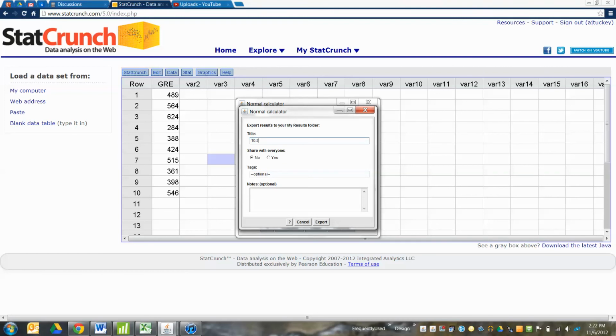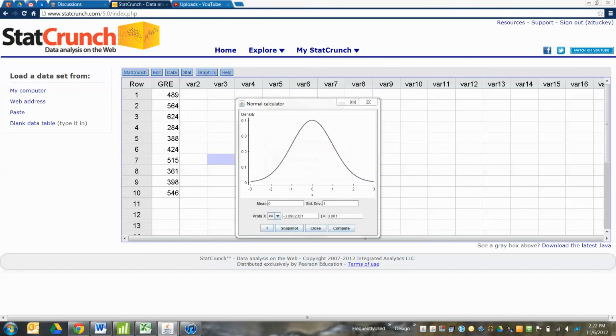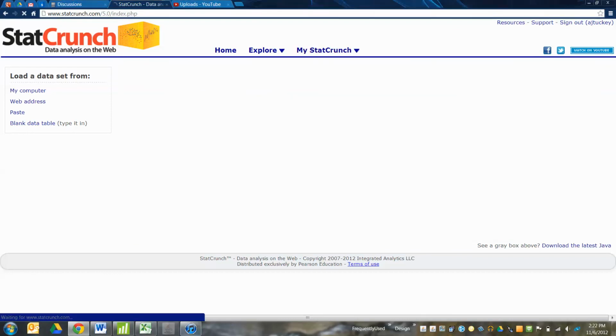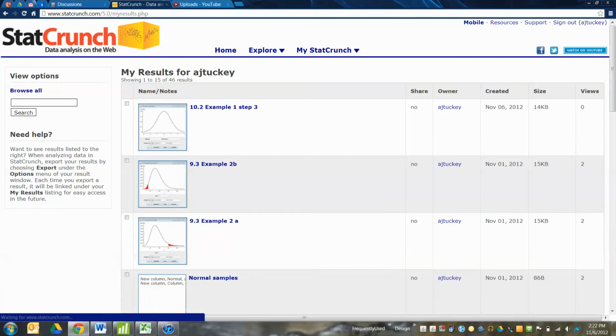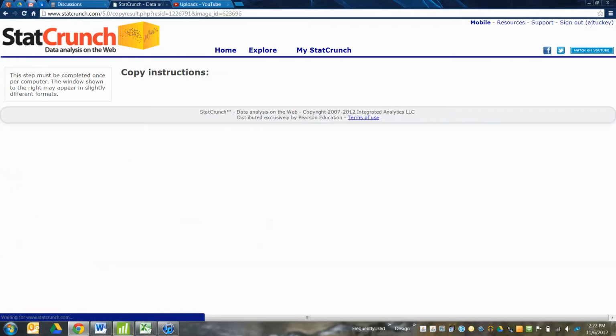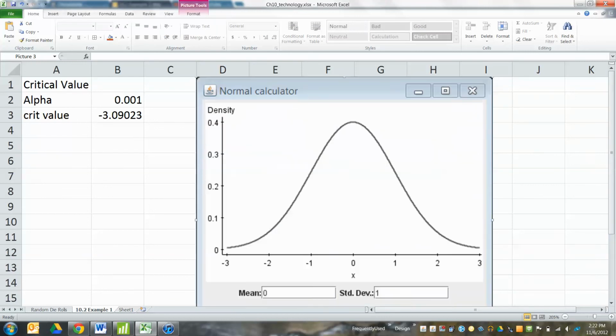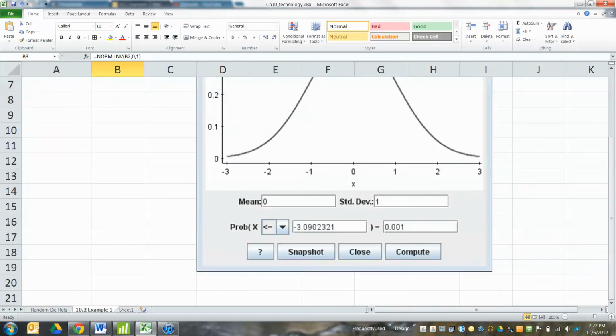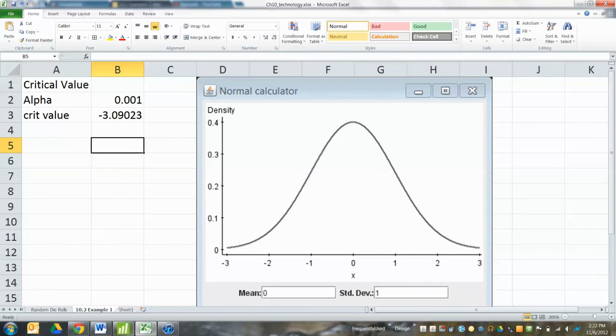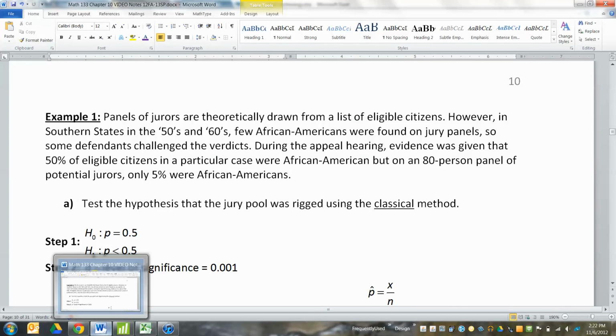So 10.2, example 1, step 3, export. I have to go to my results. Oops, hold on one second. My results, there we go. Copy. And I'm going to bring it back here and paste. All right, there. So we got it with Excel, we got it with StatCrunch, life is grand, we got our critical value. Do it either way. I don't really care which way you do it, just as long as you do it one way or the other.